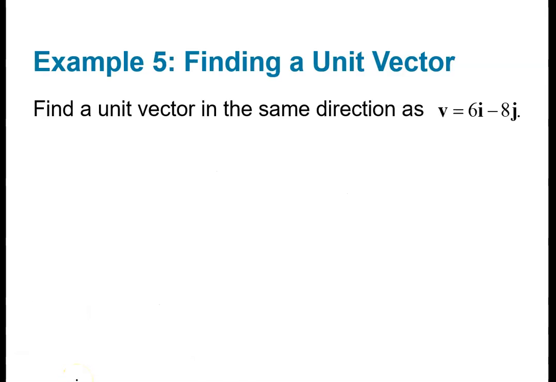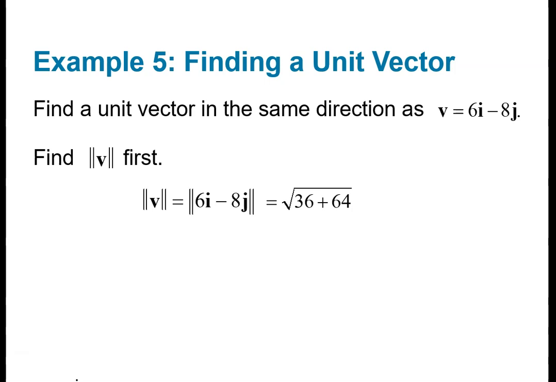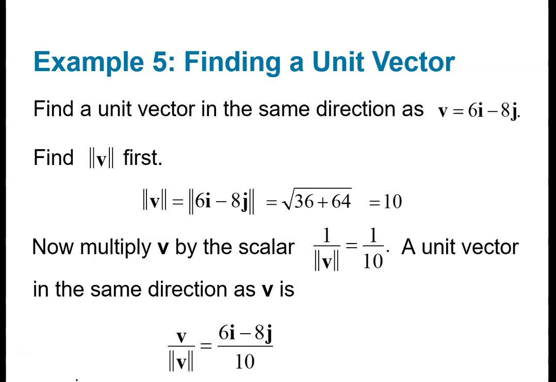All right, how do I find this unit vector? Well, the first thing I need to do is find the magnitude of v. And then once I find the magnitude of v, I square the 6, I square the 8, add those together, take the square root. 36 plus 64 is 100. The square root of 100 is 10. And now I'm going to divide the 6 and the negative 8 by 10. All right, so that's going to look like this. So 6 over 10 is 3/5. Negative 8 over 10 is negative 4/5. And so there is my unit vector.